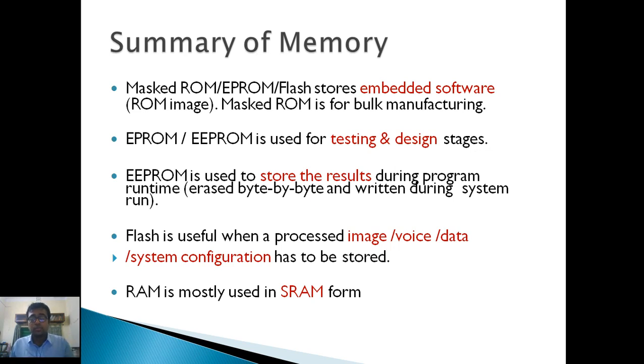So in case of image processing, image, voice and data system configuration, flash memory is used. If we have a voice recording, it will take a bulk amount of registers to store the details of the voice data. Now if you delete that, it will delete the bulk of space. Basically, a bulk of data will be deleted in case of flash memory.